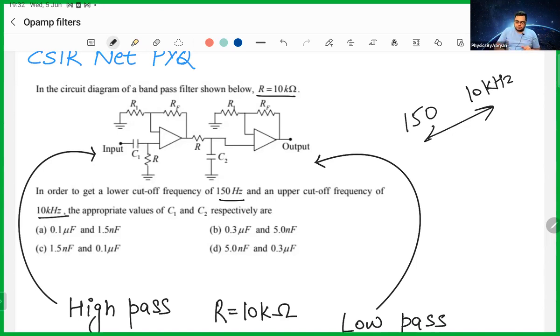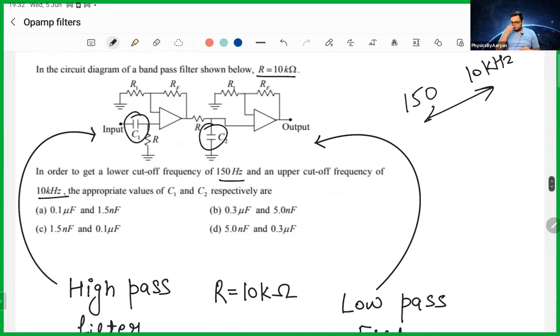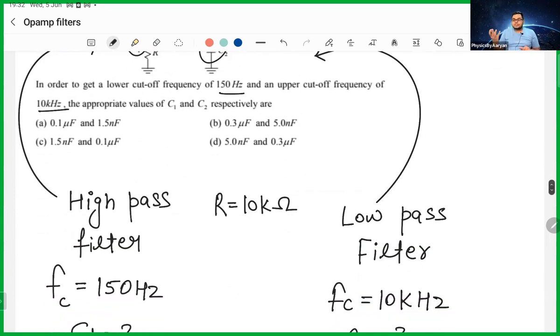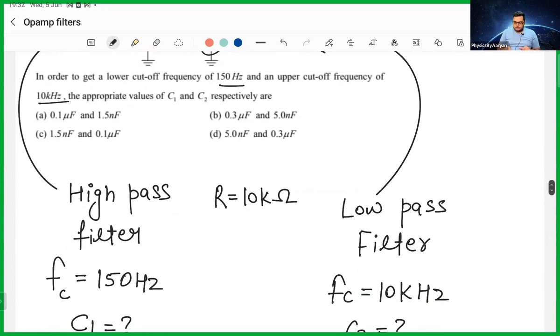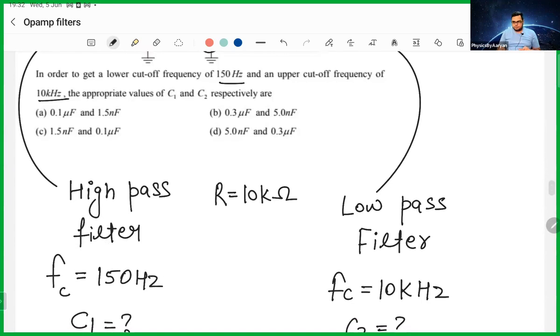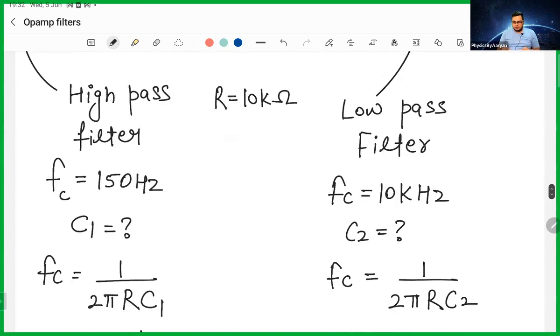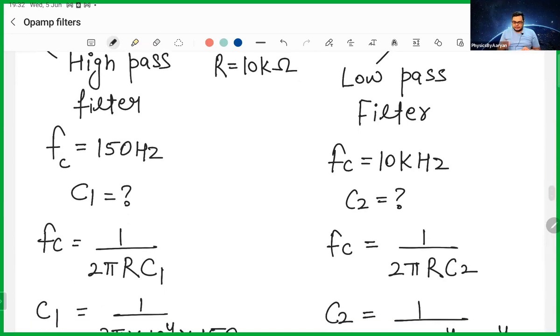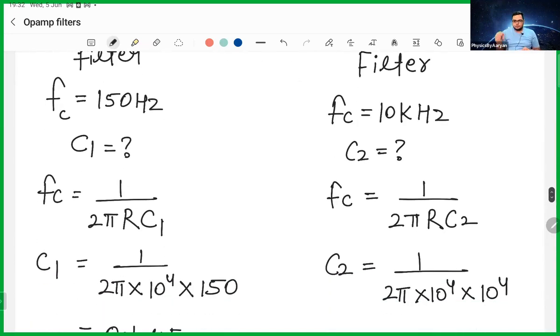They ask, what is the choice of your C1 and what is the choice of your C2? The first one is a high pass filter. High pass filter means the frequencies above this should pass. Above what? Above 150 should pass. So I need my cutoff frequency to be 150. Then I will use my formula Fc equals 1 by 2 pi R C1, and I can take my C1 there and frequency downwards.